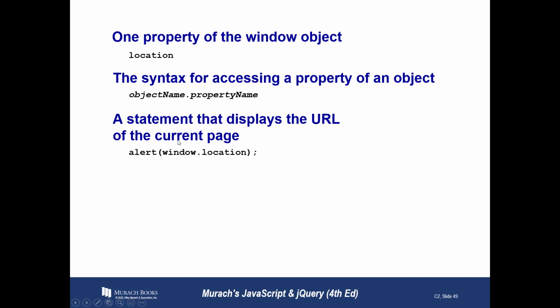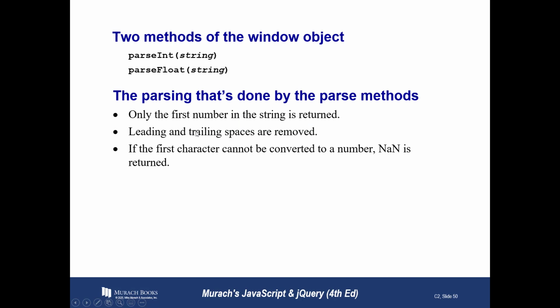So you can say the name of an object, like the window object, and the name of a property, like the location property. All right. Two of the things that you can use with the window object are parseInt and parseFloat. ParseInt attempts to take whatever string you put in and convert it into an integer or whole number. ParseFloat takes whatever string you give it as input and attempts to put it into a floating point number, which means it can have a decimal place.